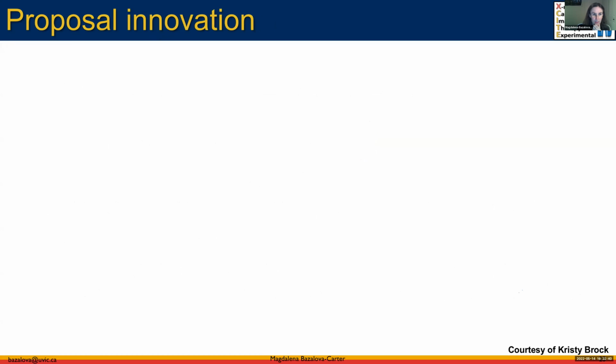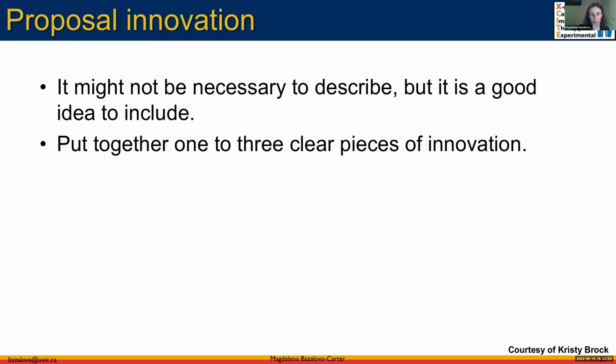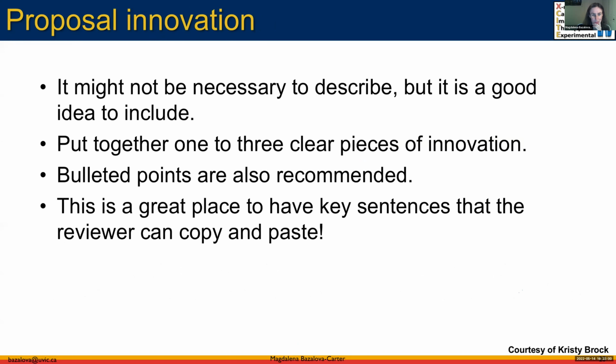In the US, with the NIH, you have to submit a proposal on research innovation. It might not be necessary to describe for your granting agency, but it's a good idea to include what's innovative about this. You should put together a number of pieces of innovation. Again, you can use bold text to show why this is an innovative idea. Bullet points are also good.